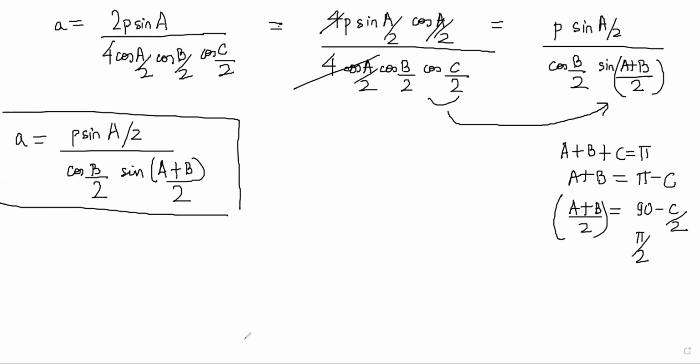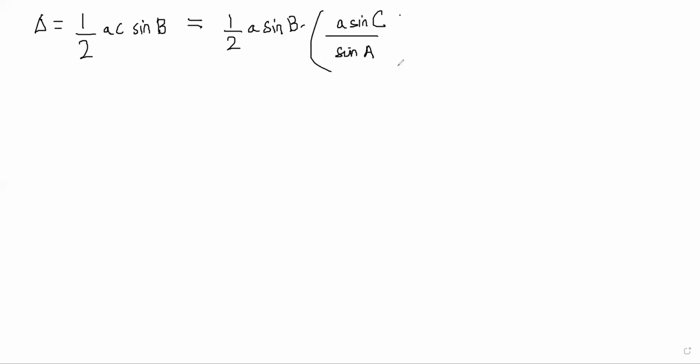It is again fairly straightforward. Area can be written as half AC sine B. This is simply half base into height. You should draw the figure and you'll realize that this is true. And then that becomes half A sine B into, instead of C, I can write A sine C by sine A.